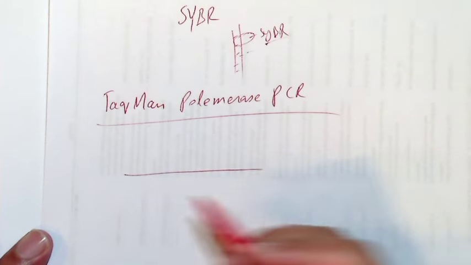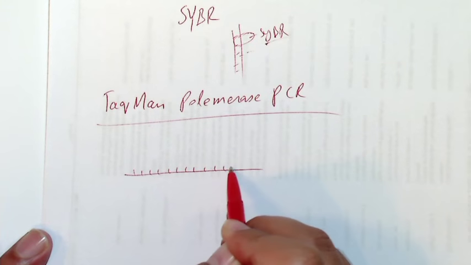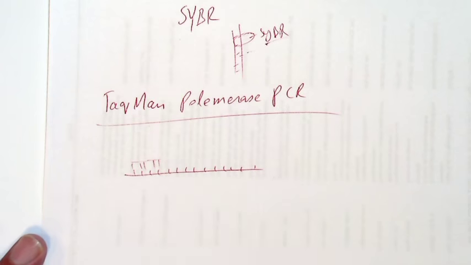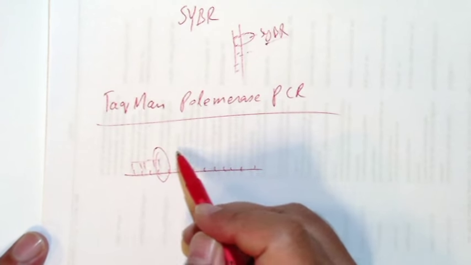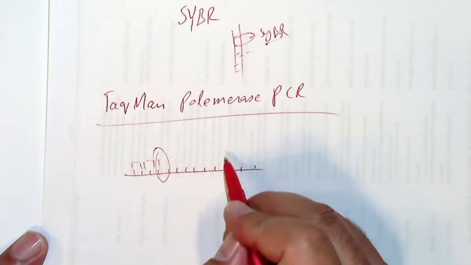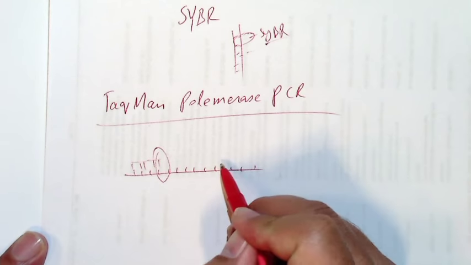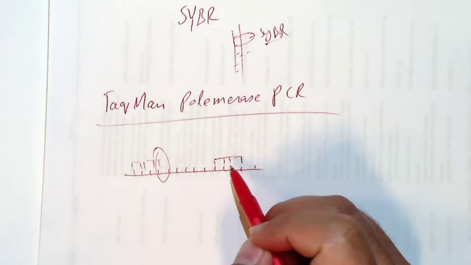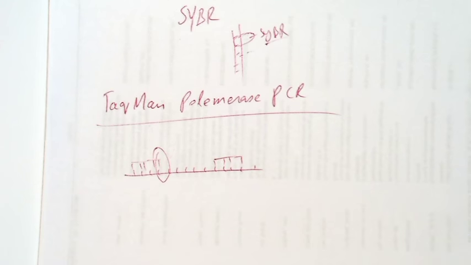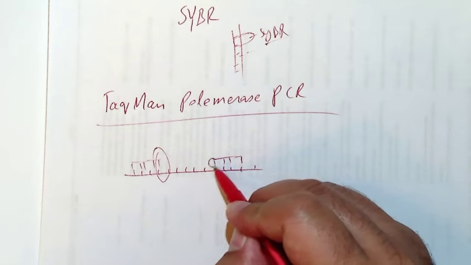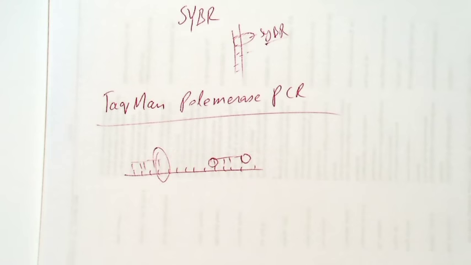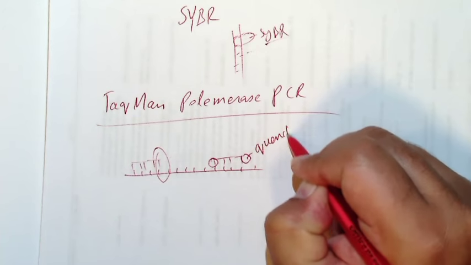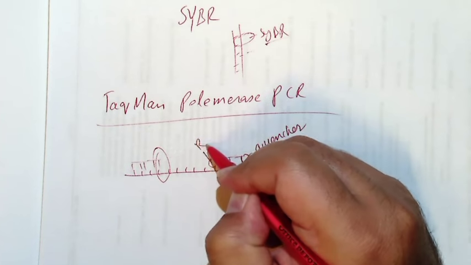So let's say this is your DNA. Now you have your primer, right? Let's say this is a primer which is attached. This is normal PCR, and then your polymerase comes and starts adding bases. In TaqMan, you actually have another small primer which binds not at this place but some other place on the gene. And this primer has two dyes already attached with it, and one dye is called the quencher, and this is called the reporter.